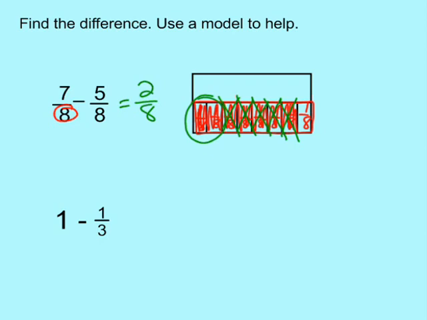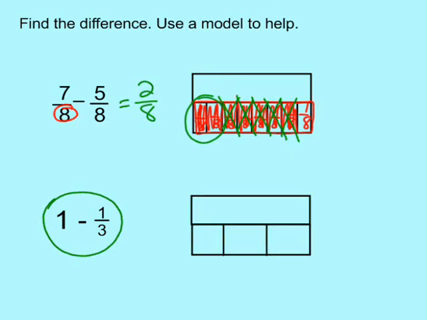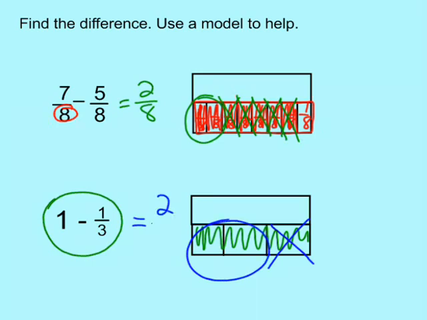If I have 1 whole, let's take a look at this one here. 1 whole minus 1/3. I know that the whole would have to be 3 pieces. So I started out with all 3 pieces shaded in, but I only take away 1/3. So 1 minus 1/3 would equal 2/3 left.